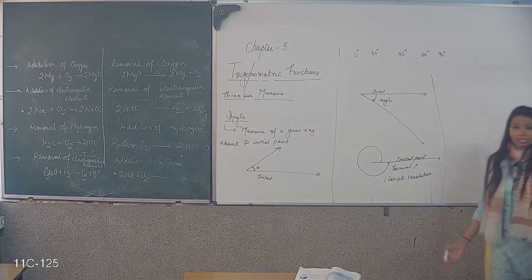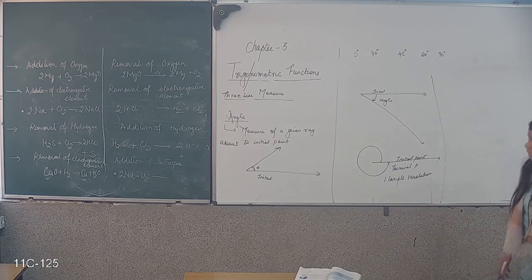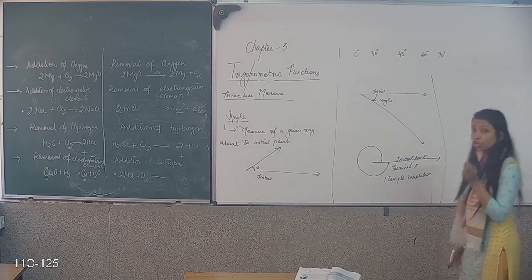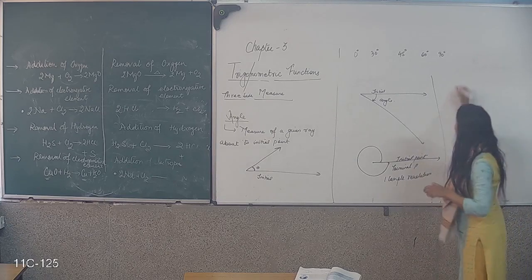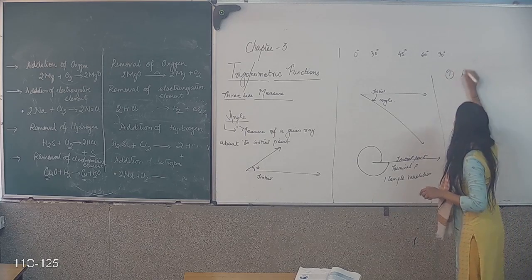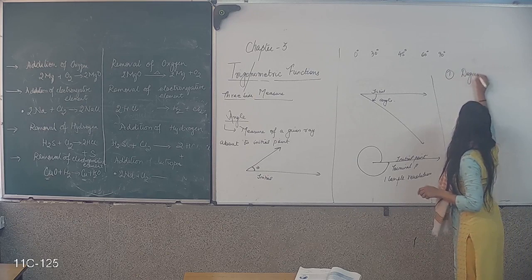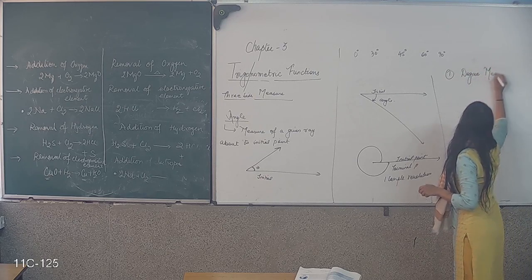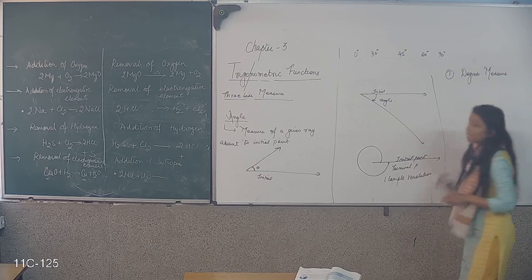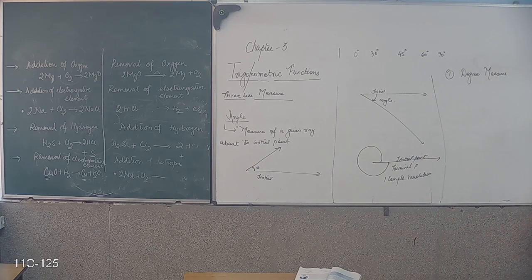Now, as in science, whenever you're measuring anything, it has a unit. So here also, in order to measure an angle, there are two types of measures. First is the degree measure. Okay? This degree measure we have already studied last year. That is 20 degree, 30 degree, 45 degree, 60 degree and so on.